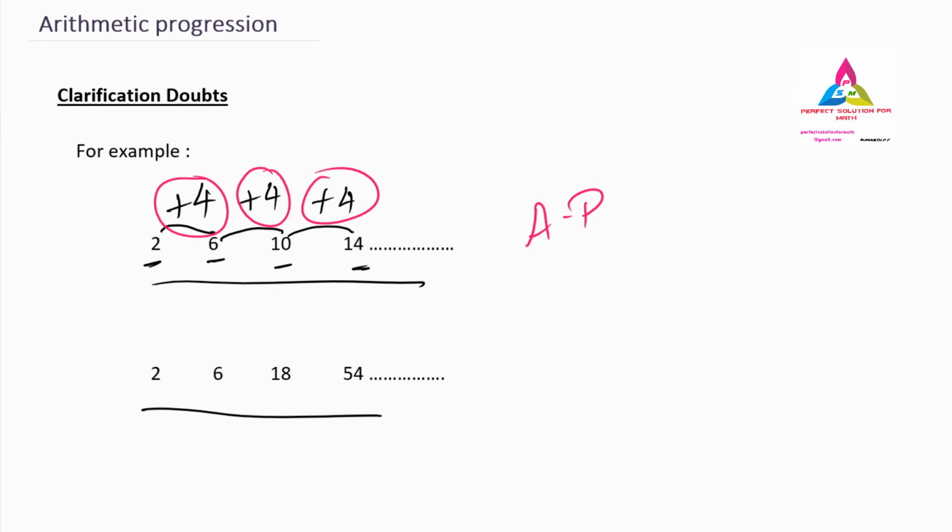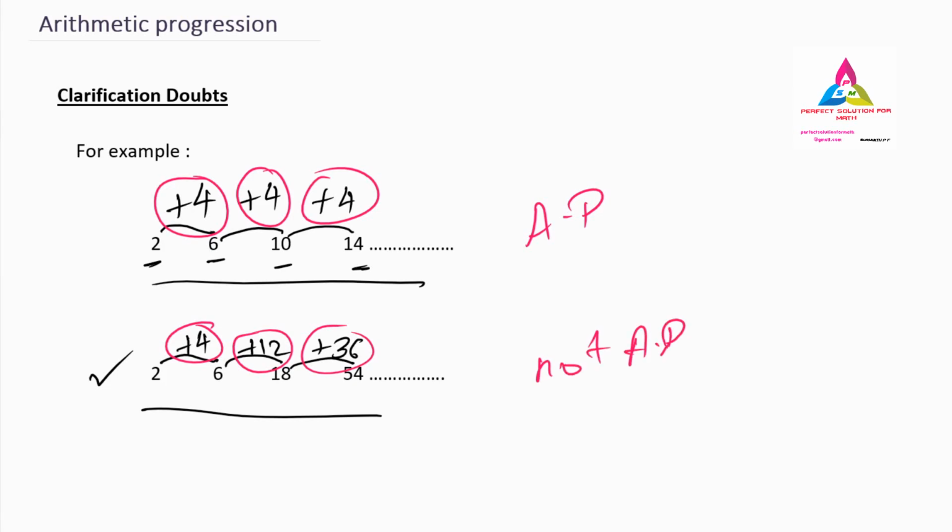Coming to the second example, here the first number is 2, then 6, 18 and 54. If you see the differences, 6 minus 2 is plus 4 only. But what about this? 18 minus 6 is plus 12. Here only we can come to know it is not an AP. And 54 minus 18, how much will you get? That is plus 36. So clearly the common difference is not the same, it is different. So it is not an AP.